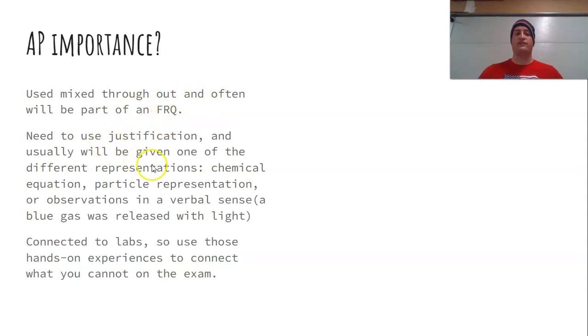You need to use the justification in order to talk about those. And you'll either be given chemical equations, particles, or observations in a verbal sense. So they say something like a blue gas was released with light. So you may not even get an image with it, just a description. So if you can picture things from verbal senses, that's where your reading of novels comes into play.